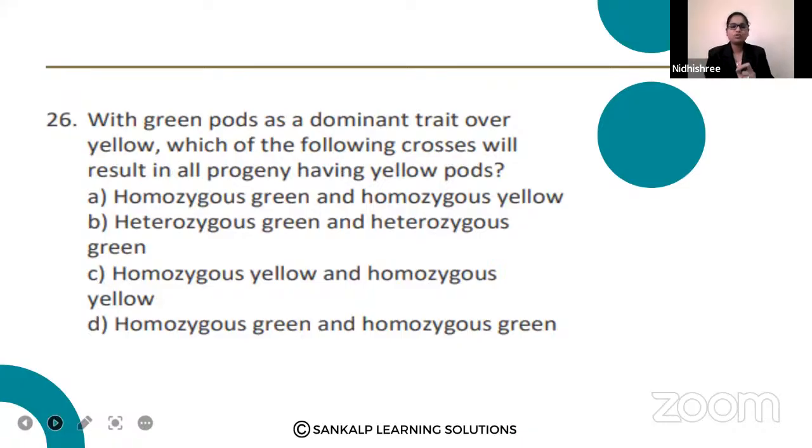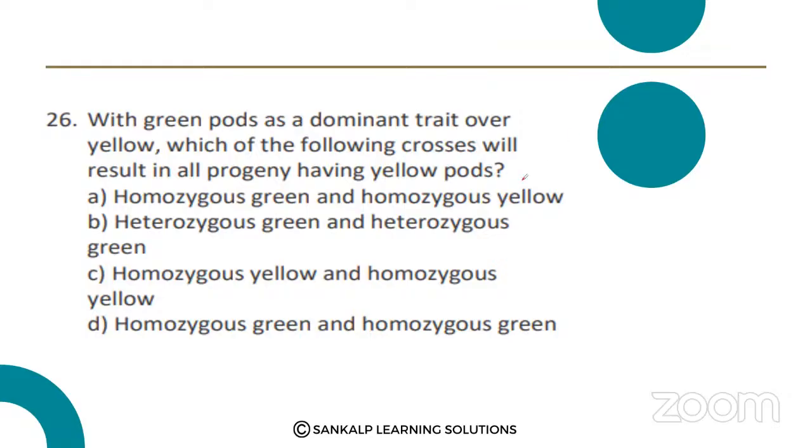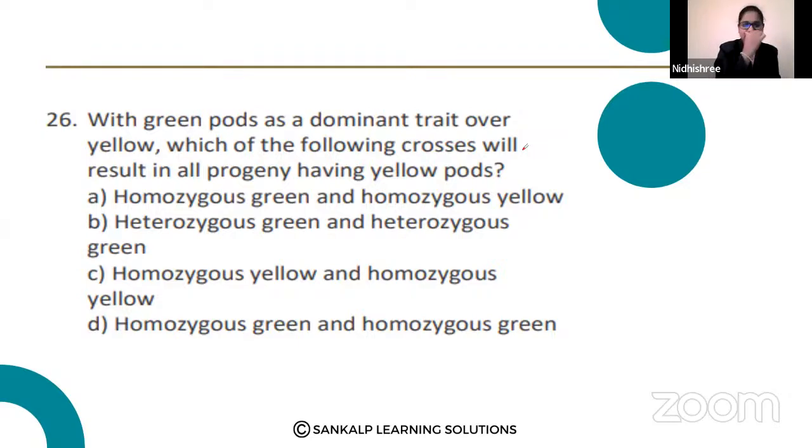Option A, homozygous green and homozygous yellow; heterozygous green and heterozygous yellow; homozygous yellow and homozygous yellow; homozygous green and homozygous green. Who is going to answer this first? Chandru, Aishwarya, Pallavi. Option C, na? Homozygous yellow, homozygous yellow. Okay. Veeresh, Dyuti. Some of them answered as option A. What is option A? Homozygous green. Green is dominant.